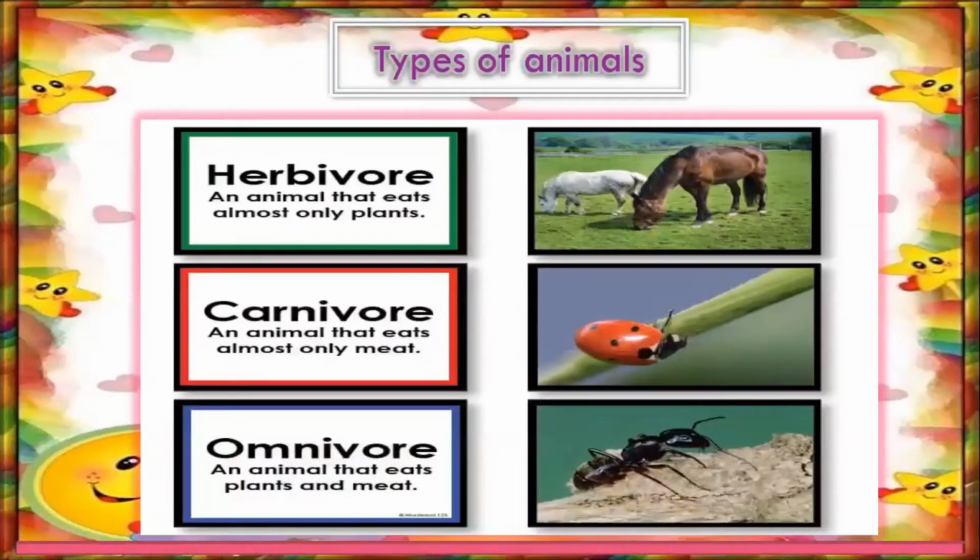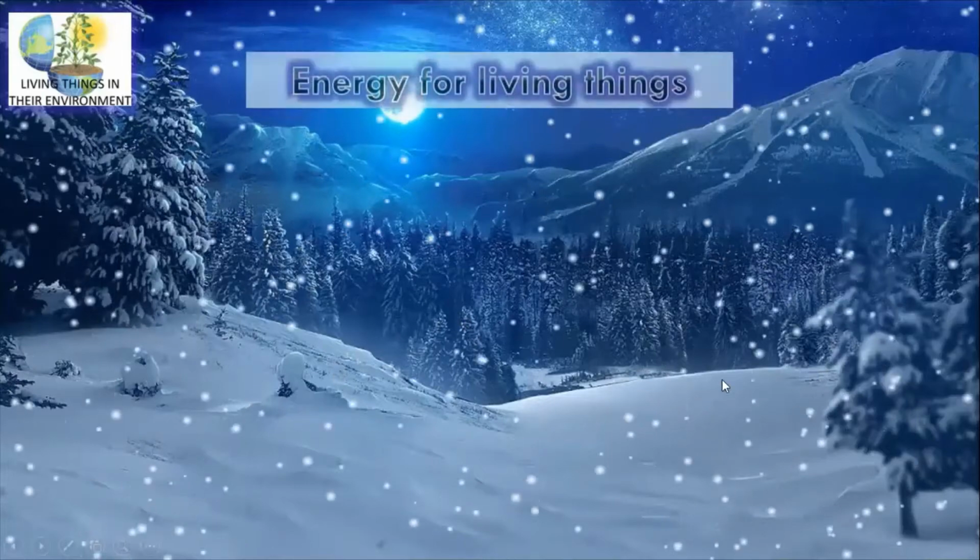Types of animals. Some are plant-eating animals, some are flesh or meat-eating animals, and some eat both. The animals that eat plants only are herbivores. The animals that eat only the meat or flesh of other animals are carnivores, and the animals that eat both plants and meat are omnivores.